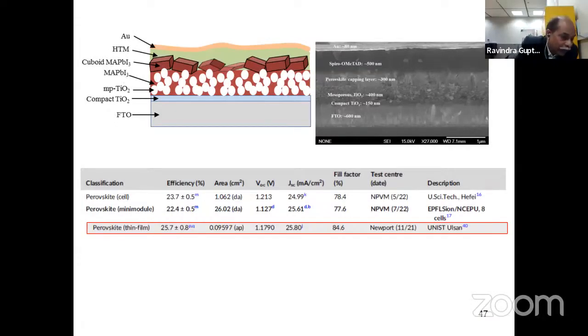I think I have now 5 minutes left. So I will try to finish as much as possible within 5 minutes.